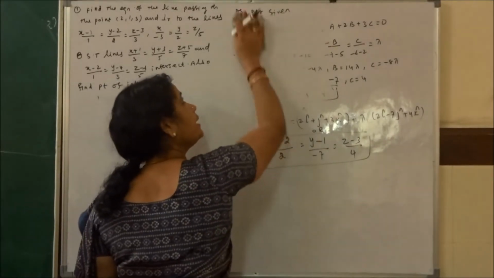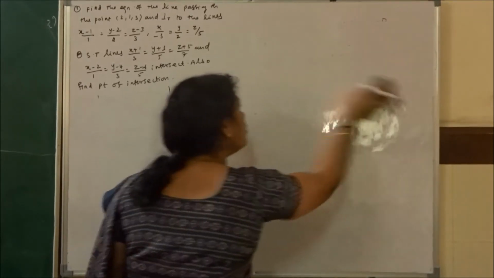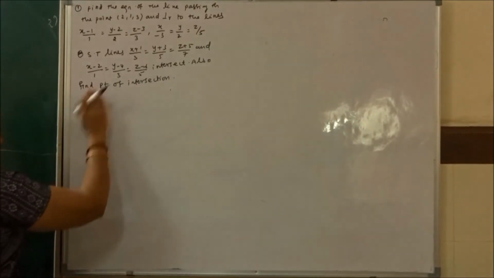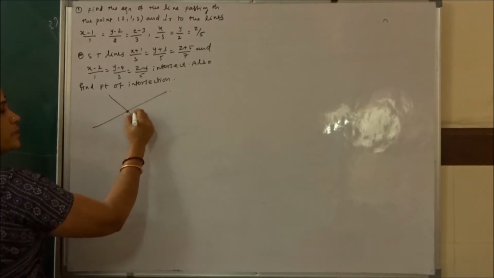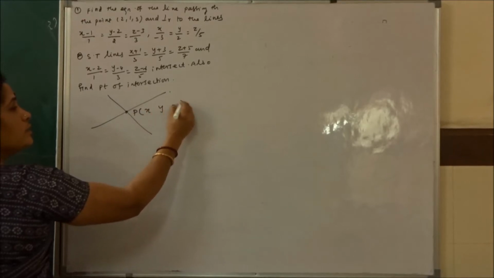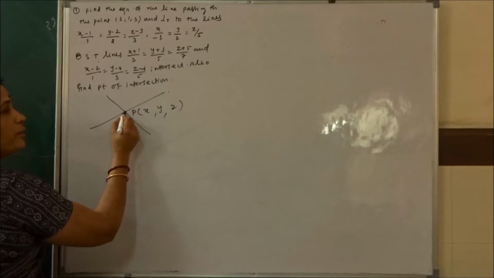Now what they are saying is that two lines are intersecting. You have to show both lines are intersecting. See, I am taking another question. This is one line, this is another line, and both lines are intersecting here at this point. So you have to show that both lines are intersecting, and also find the point of intersection.